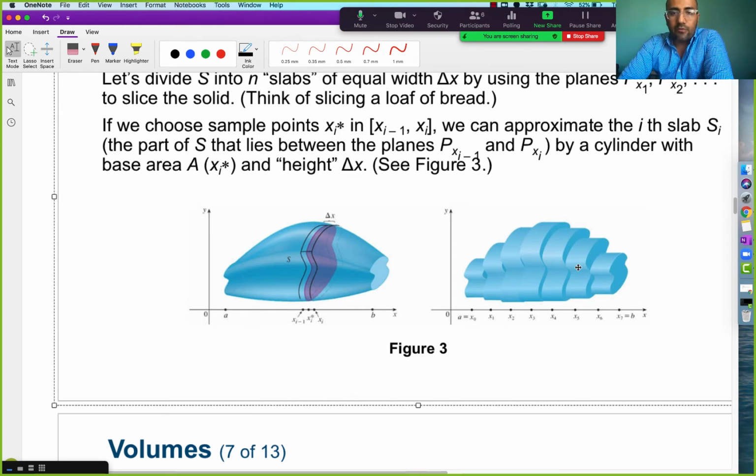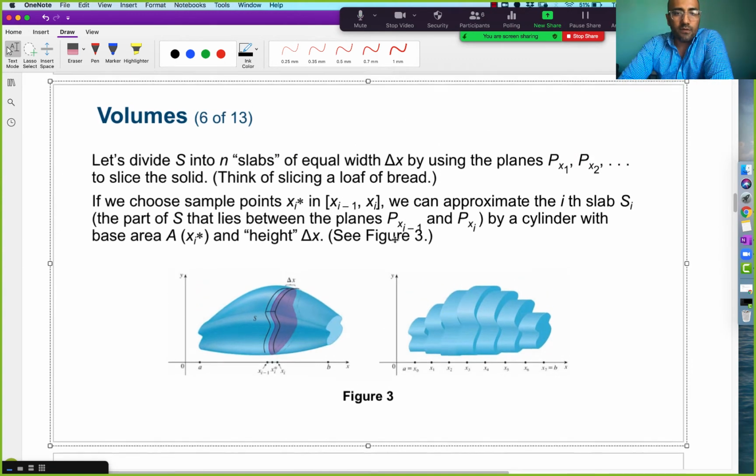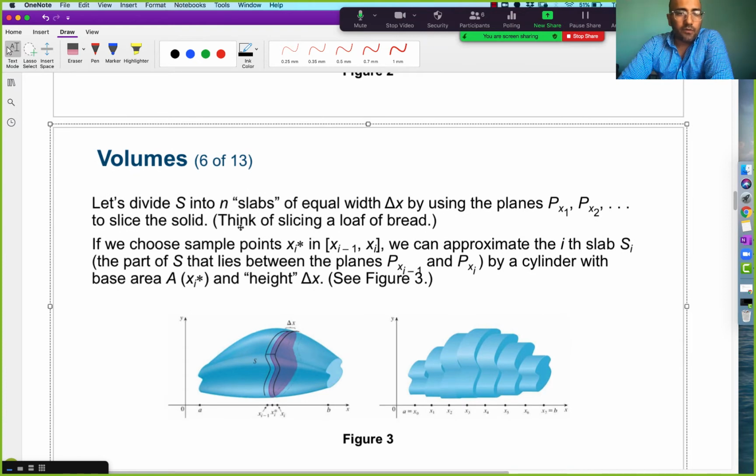And if we can rewrite it so that we can do a limiting process, let the number of slices go up to infinity, and if that limit exists, then we can find the exact answer. Okay? Good. Questions?